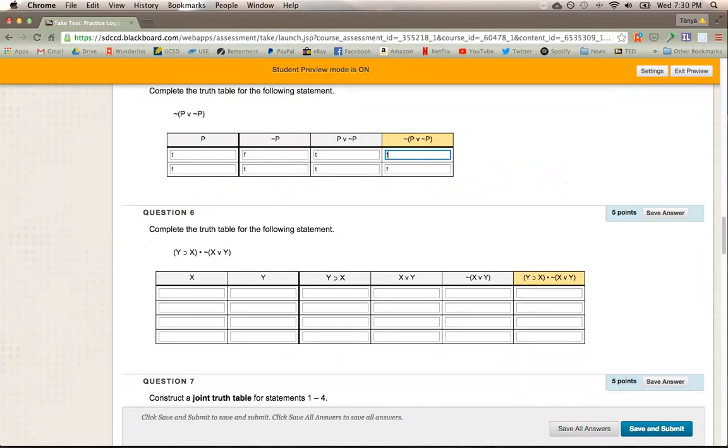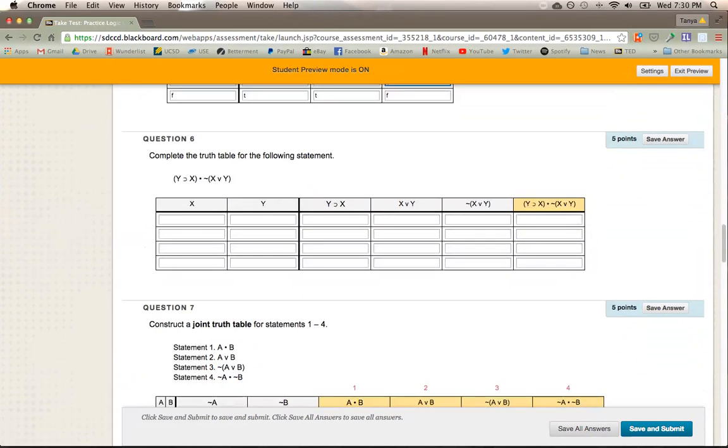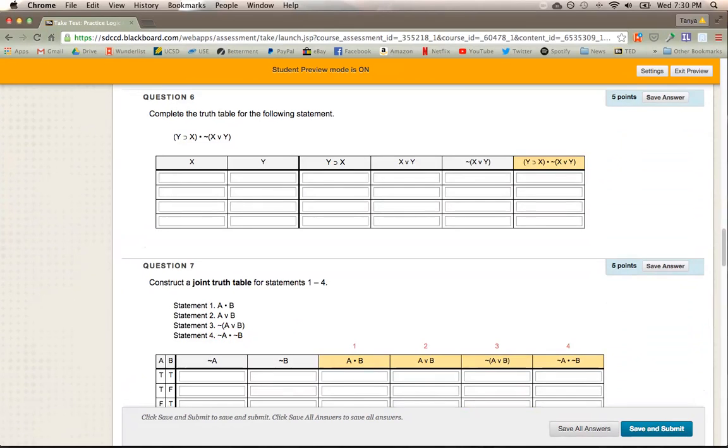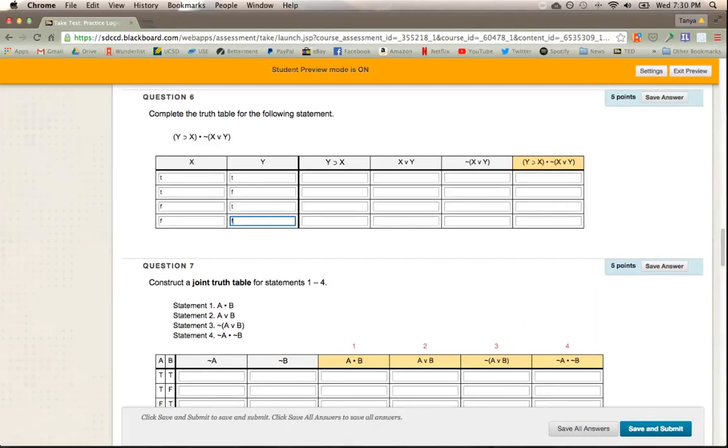Okay, let's move on to question 6. So it's a 2 atomic statement truth table. We know how to fill in the atomic statements for this. They're always the same, TTFF, TFTF, and our goal here is to get every combination of truth values for X and Y. Okay, so our next column here is a conditional statement.